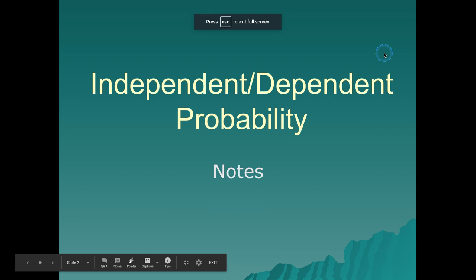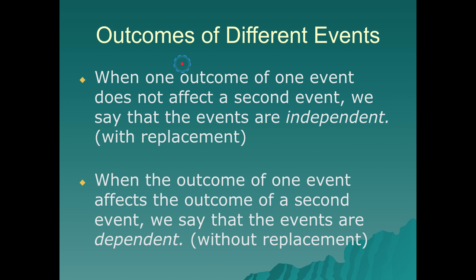Here I am going to explain independent-dependent probability. So here we go. When you are talking about an outcome of one event that does not affect a second event, we say that the events are independent. And another thing we're going to find out is that this is with replacement. So if I took a marble out of the bag and replaced it before drawing another one, that would be an independent event.